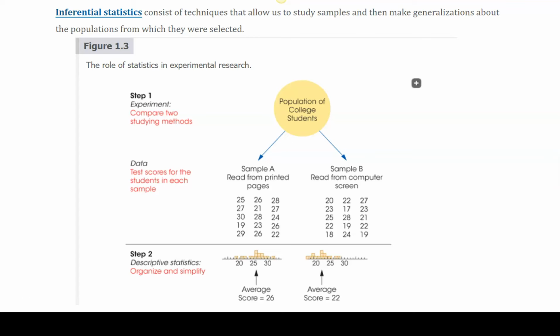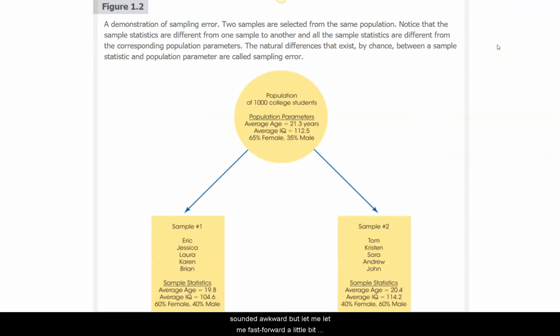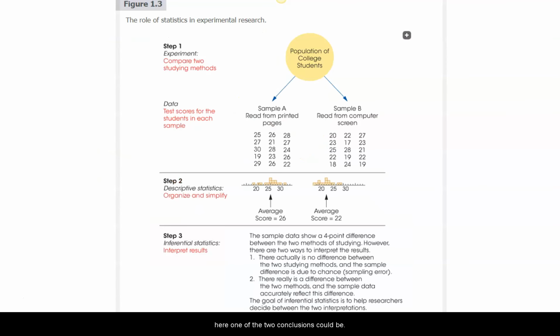And from this output here, this data that's in your chapter, the researcher would have to make a decision. And the decision would be whether or not we can come to one of two conclusions. I know that sounded awkward, but let me fast forward a little bit here. One of the two conclusions could be, and I'm going down to step 3 here, the sample data show a 4-point difference, 26 versus 22, between the two methods of studying.